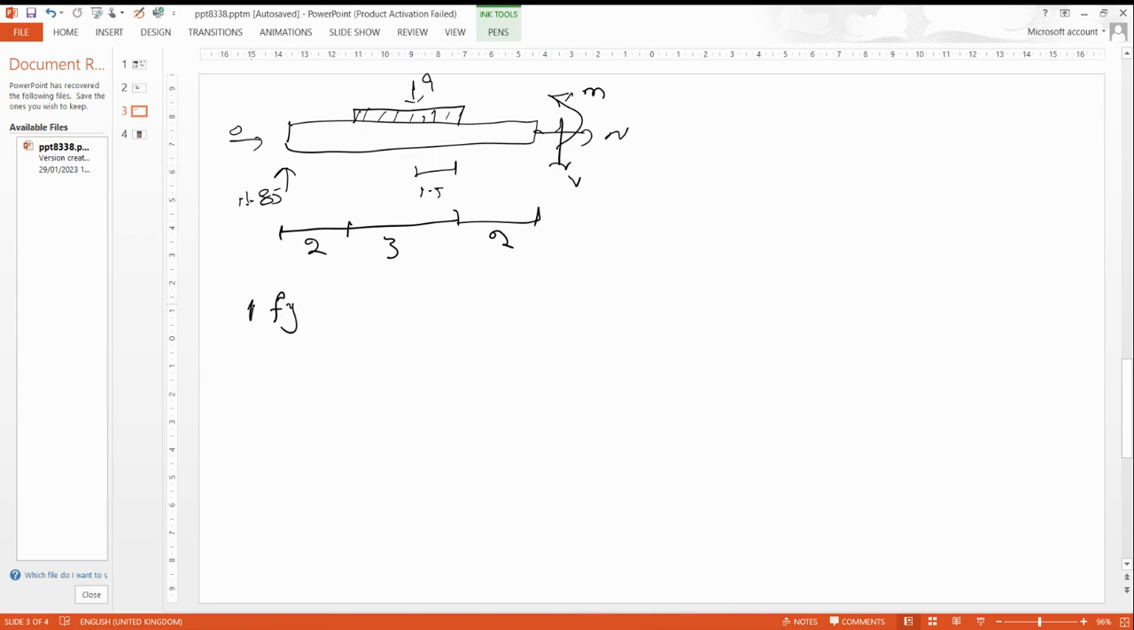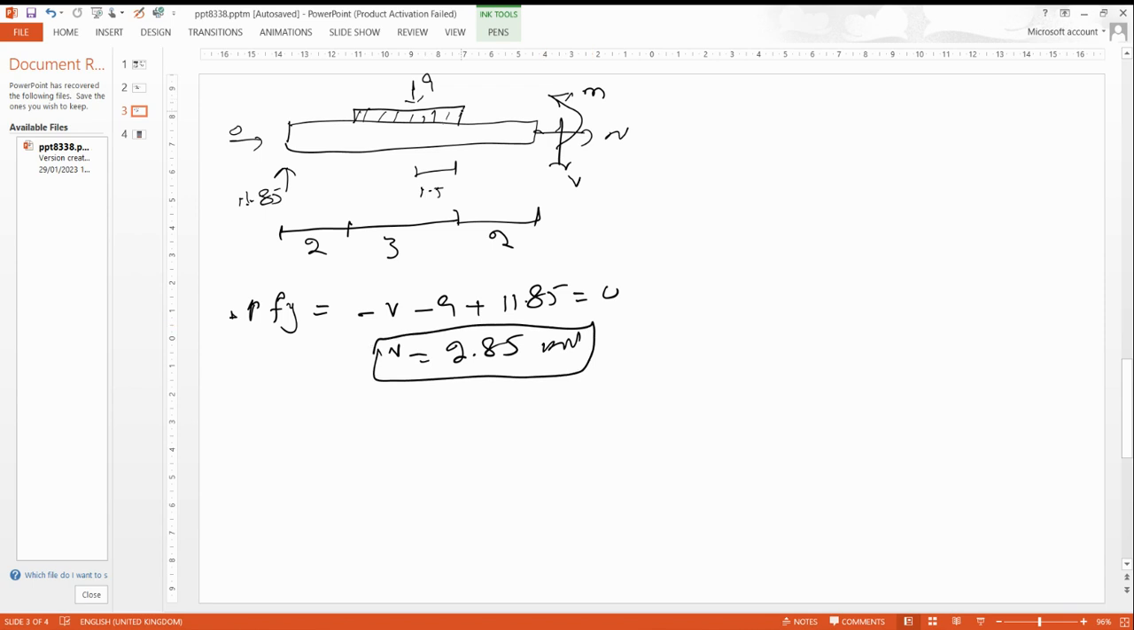So apply the Fy equation to find the V. Minus V minus 9 positive 11.85 equals 0. There is no upward or downward force, so the V is also the same, 2.85 kN. There is no change in shear force, because from this point to this point there is no force, that's why it's the same. So let's apply the moment equation.